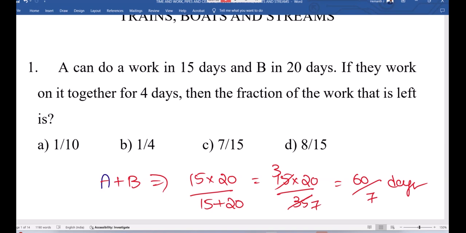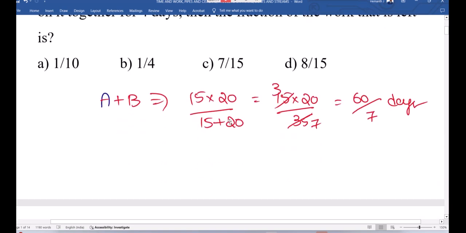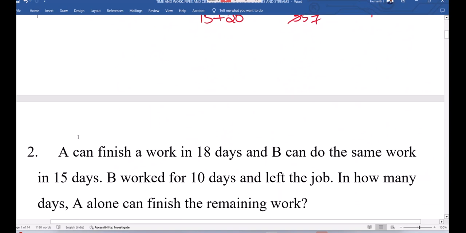So we can divide like that also. What is the leftover work? Leftover is 60 divided by 7 minus 4. So we can do like that. That's one method. The other method is people can use the LCM concept.